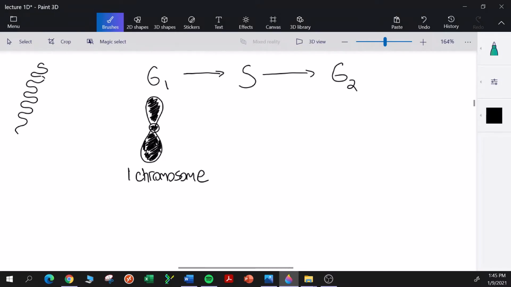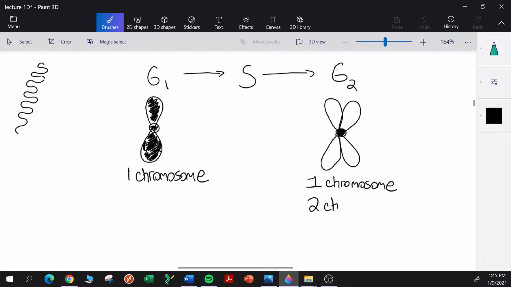Now, when the DNA is replicated, that single DNA molecule becomes two DNA molecules. So in G2, I'm going to represent the chromosomes like this. This is the same chromosome, and by convention, it's also considered to be a single chromosome. So this is one chromosome. But there are two chromatids in this chromosome.